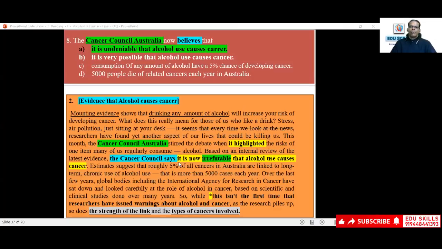So the Cancer Council says it is now irrefutable that alcohol use causes cancer. So you cannot refute it. It causes cancer. We are sure alcohol consumption will cause cancer. So easily you can jump into the answer. The first one is the correct answer.